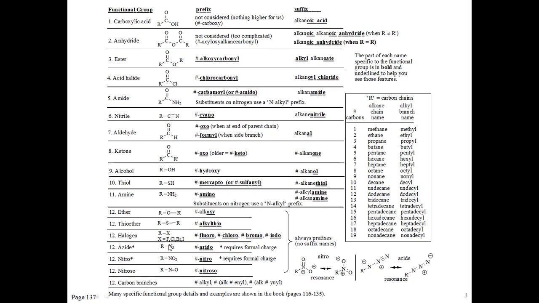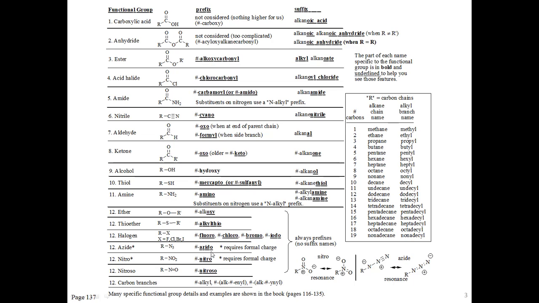And then we have many halogens, fluorine, chlorine, bromine, iodine, and so those are all fluoro, chloro, bromo, iodo. And if you had more than one, you would say di for 2, tri for 3, etc. Azides are N3. I have that written up above with one of the resonance structures if you want to take a look at that. And that has a prefix of azido.